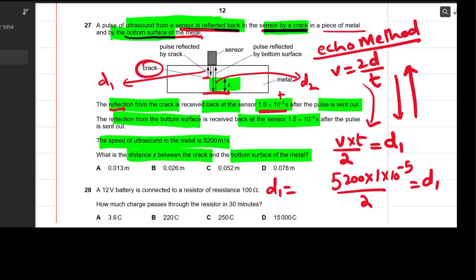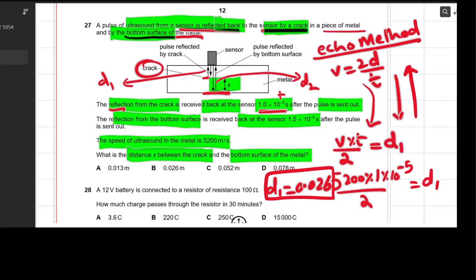It will be 5200 divided by 2, multiplied by 10 raised to power minus 5. So this is 0.026. This is the distance.